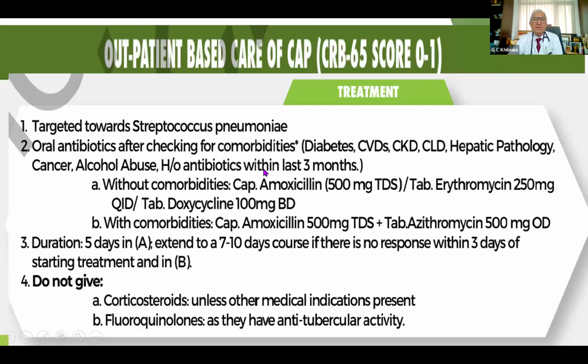You can give amoxicillin along with doxycycline as the drug of choice. We do not use quinolones in pneumonia in India because tuberculosis is endemic, and we reserve quinolones for tuberculosis, and it increases the chances of resistance. It also increases the chances of missing the diagnosis.